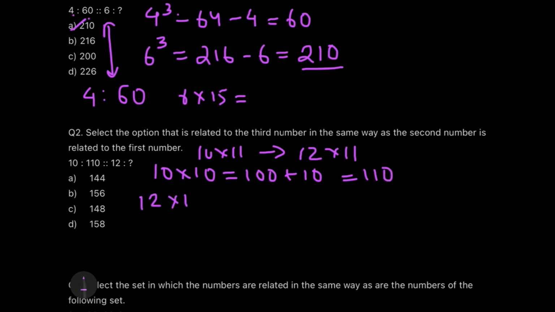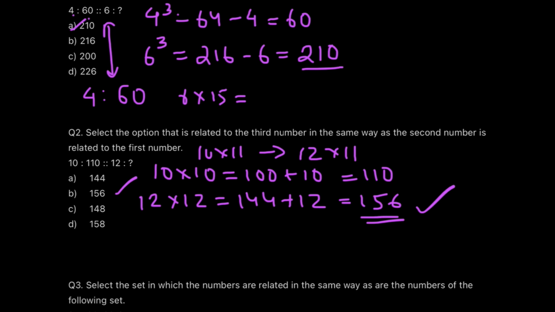If I apply the same principle of 12 square, I get 144, and 144 plus 12 is 156, which is present in my options. That is option B. So therefore option B will be my correct answer over here. Quite easy to guess, right?